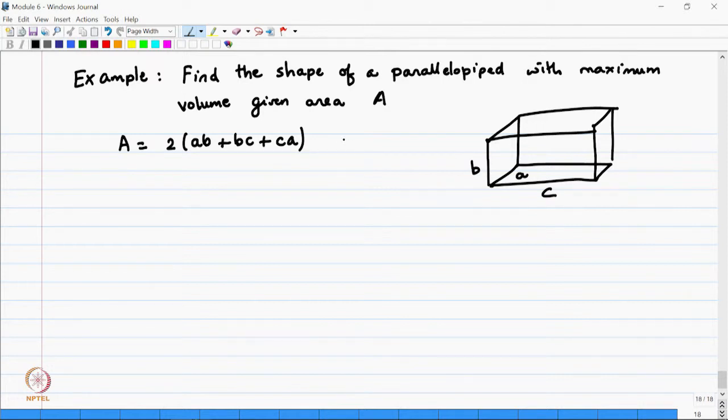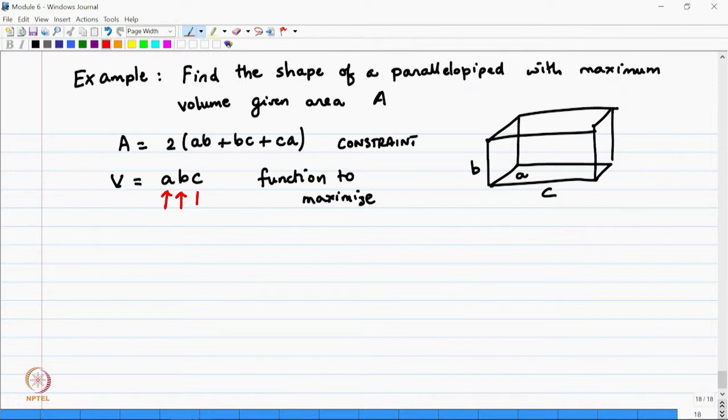This is a constraint. Now the volume is equal to abc. This is the function to maximize. When you do this, you will get a relation between a, b and c that will tell you what the shape of the parallelepiped is. So we use Lagrange's undetermined multiplier. Notice that the variables are a, b, c, and they are not independent because of this condition.